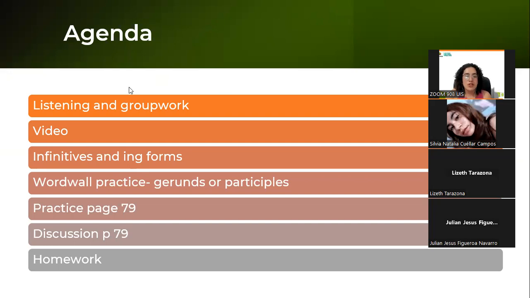And then we will start with our topic for today, which is infinitives and ing forms. So we're going to have a review of the uses of infinitives and ing forms. First, we watch a video, then we explain. We're going to practice with a word wall game, gerunds or participles. On page 79, some practice and some discussion. And we will assign a piece of homework for you to continue practicing this topic, okay? So that is what we have planned today.